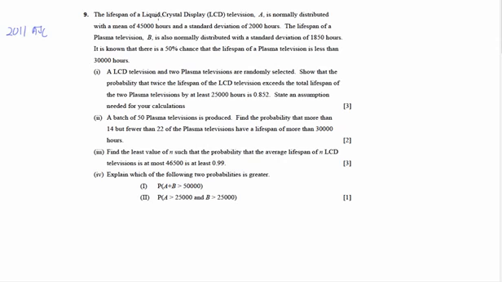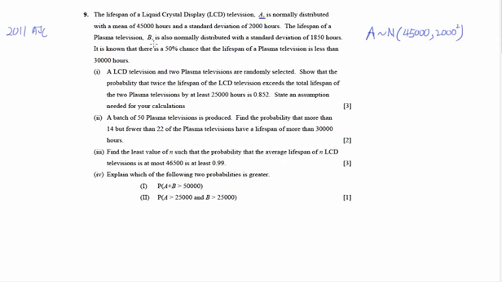So there is an LCD screen, let's simply call it A. A is normally distributed, so maybe I should just write it here. So A is normally distributed with a mean of 45,000, big numbers. Okay, and the standard deviation is 2,000, so remember to square it. Okay, so this is the distribution of A, whatever it is.